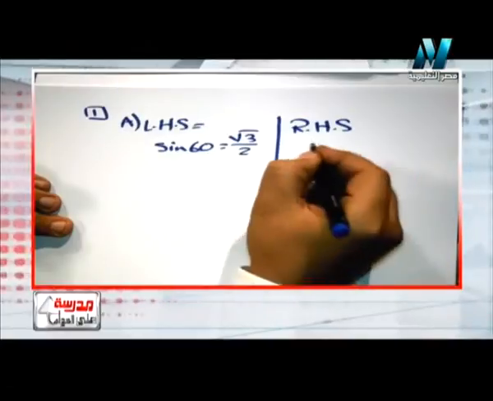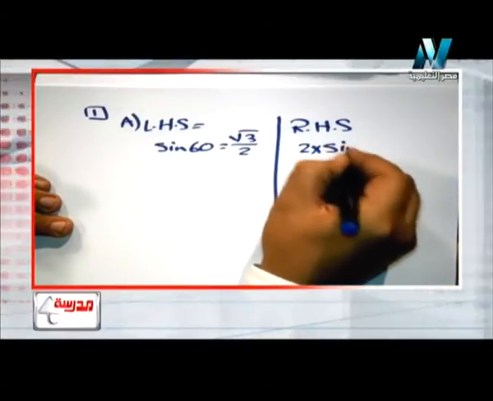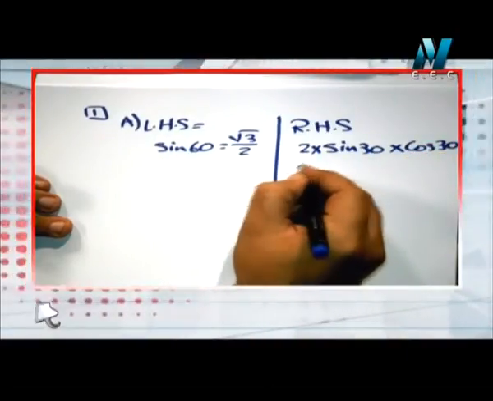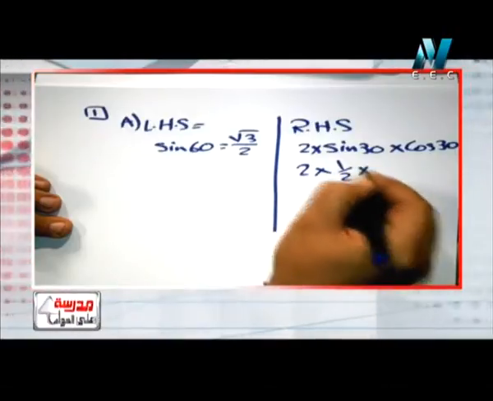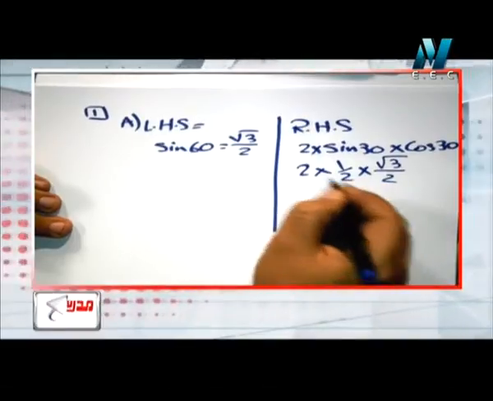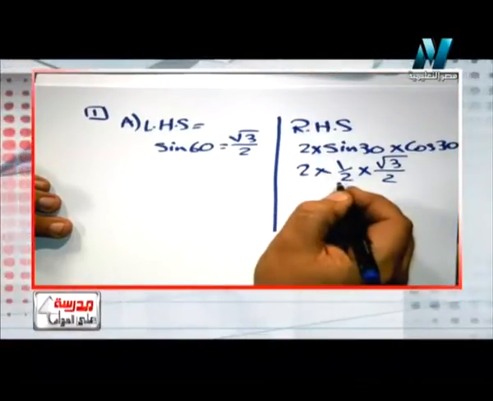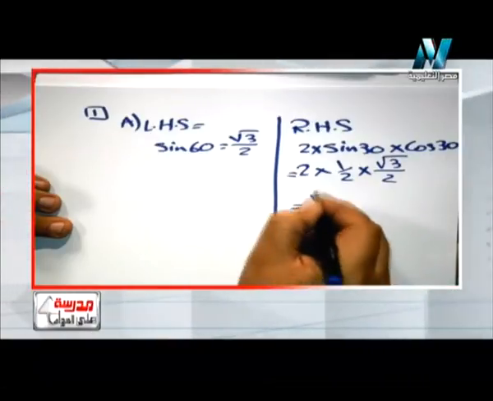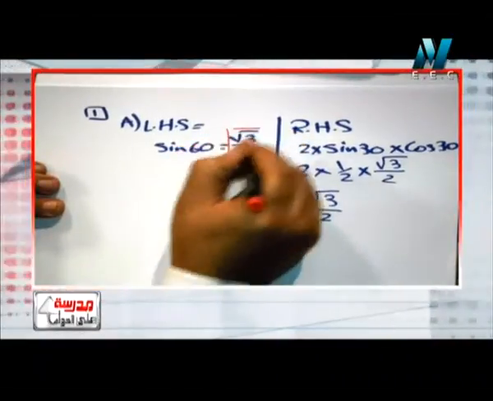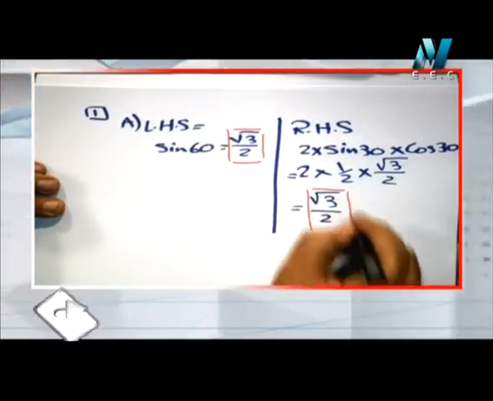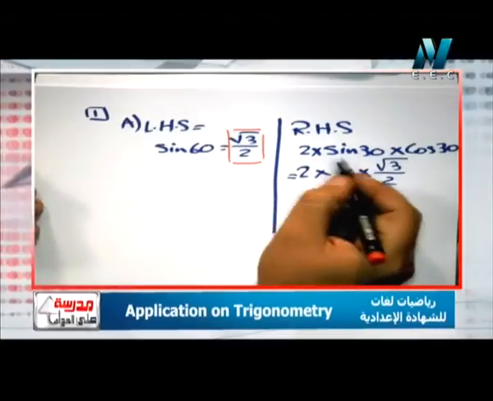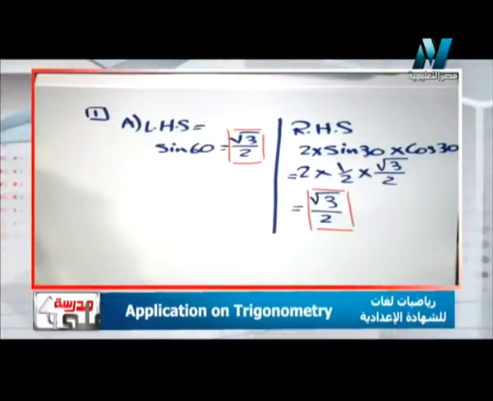And for the right-hand side, we have 2 multiplied by sine 30 multiplied by cosine 30, which is 2 times sine 30, which is 1 over 2, times cosine 30, which is root 3 over 2. And of course, 2 multiplied by half is 1. So the answer equals root 3 over 2. And as you see here, the left-hand side is the same as the right-hand side. So we proved this equality, which is sine 60 is the same as 2 sine 30 cosine 30. So we have finished this exercise.